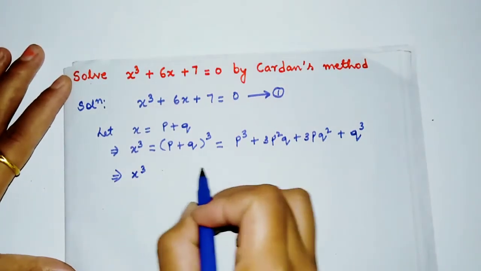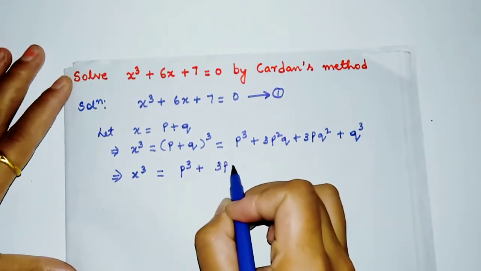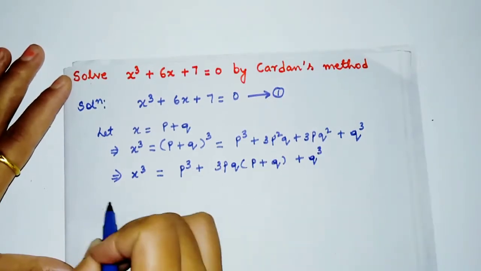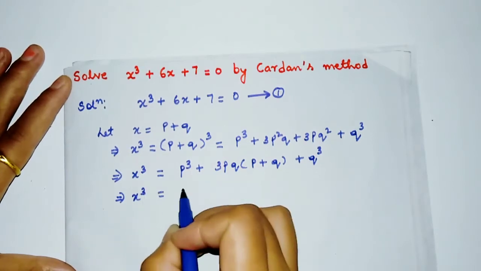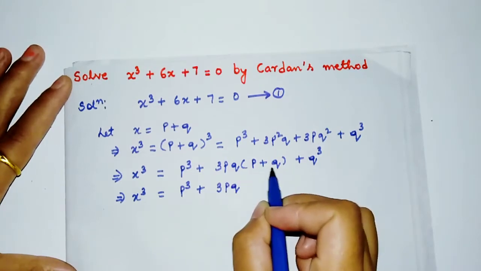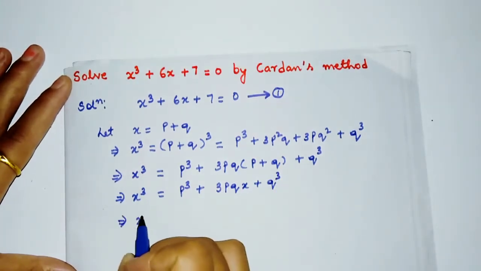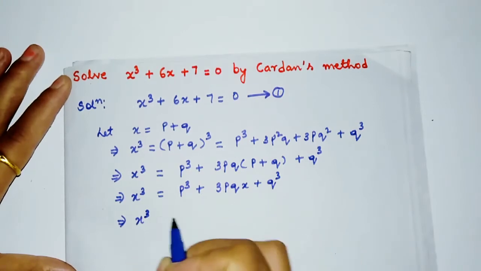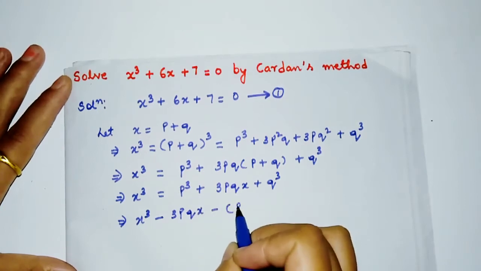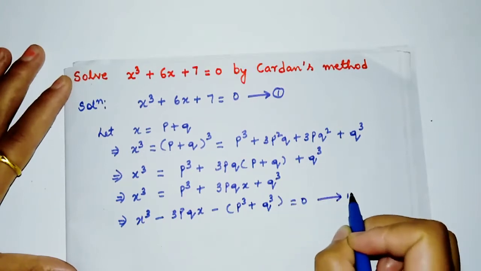Now this one is equal to 3pq into (p plus q) plus p cube plus q cube. What is p plus q? It is equal to x. Take these terms to the side. We have x cube minus 3pq x minus p cube minus q cube equal to 0. This one is equation 2.